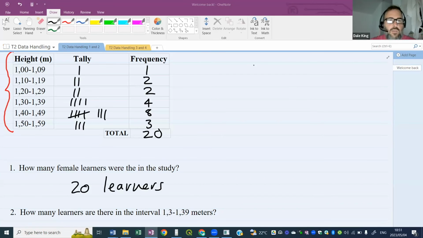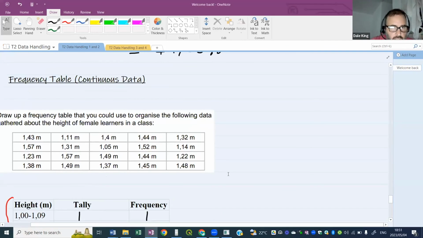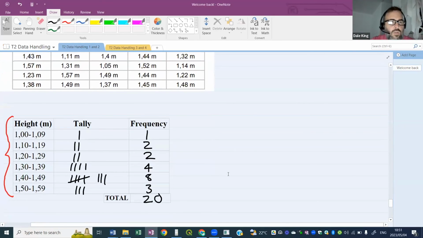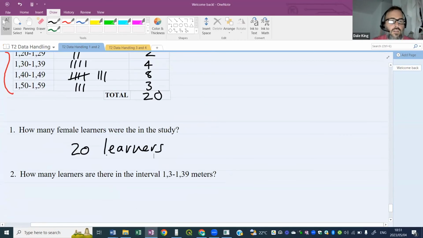If we didn't have this table, we'd have to go into the data set, guys. We'd have to go to all these numbers in the data set and try and sift through and find all those values. But with a frequency table like this, it's all there for us to see. All right, well done. 4 learners.